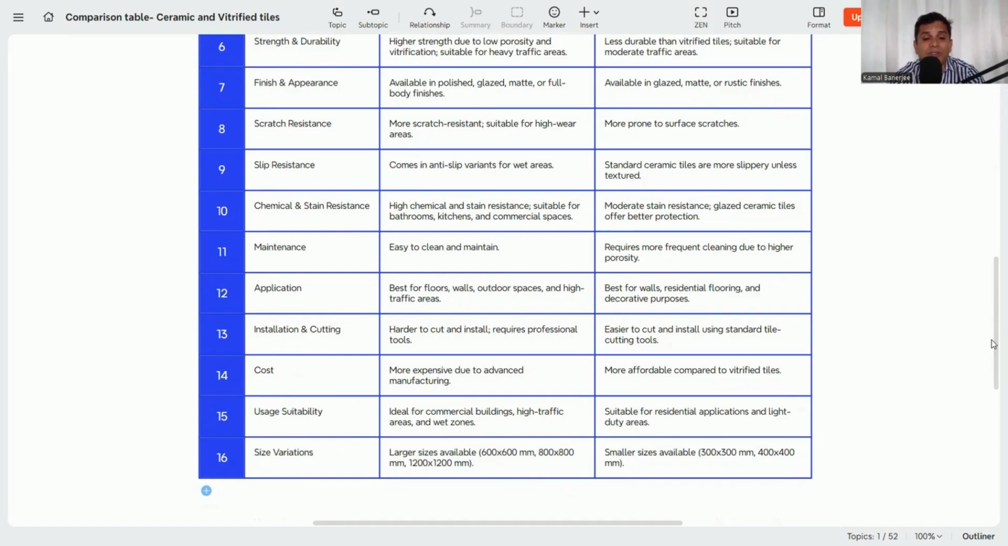So what about usage suitability? Vitrified is ideal for commercial buildings, as I already discussed, high traffic areas and wet zones. On the other hand, ceramic is suitable for residential applications and light duty areas.